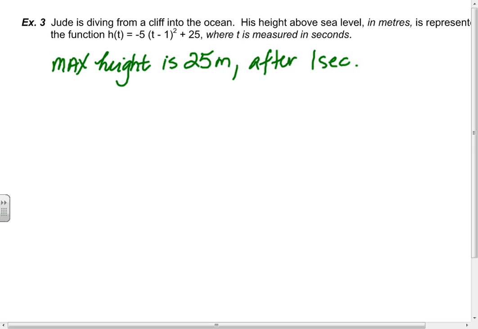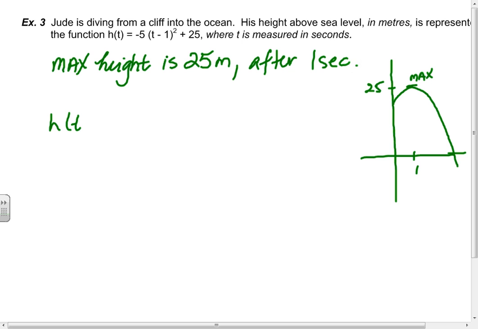So he is jumping off of the cliff, and this is the maximum. It happens in 1 second. It is a height of 25. I know that because it's in vertex form. I'm going to write it in a different form. I'm going to take my function and I'm going to expand it.